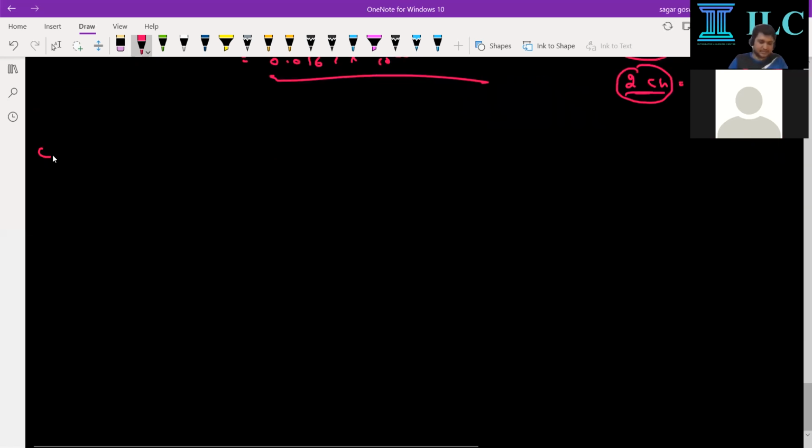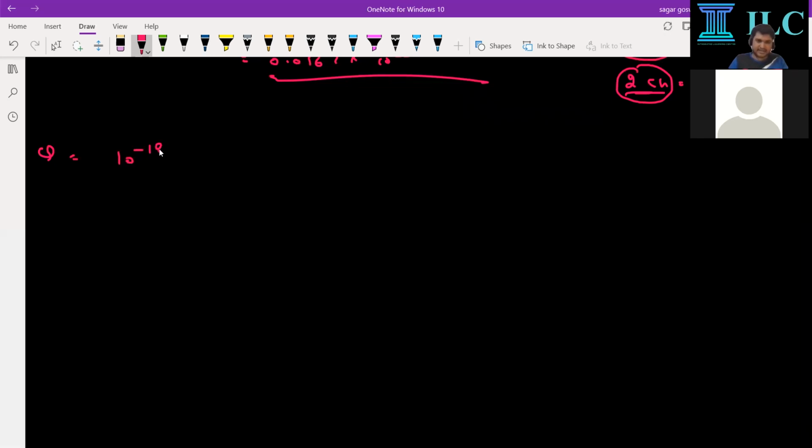Okay. Suppose I am asking you, you have 10 raised to power minus 18 gram of carbon. So carbon, I am saying, you will say it is for molecule or atom only. Yes, for atom only. So find out the number of atoms present in 10 raised to power minus 18 gram of carbon.